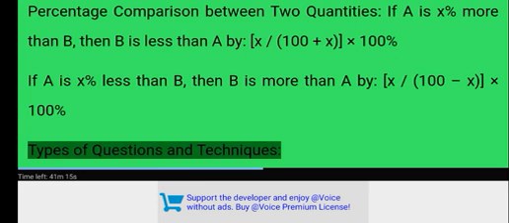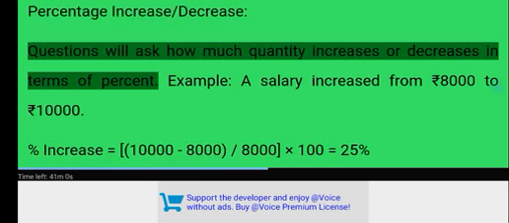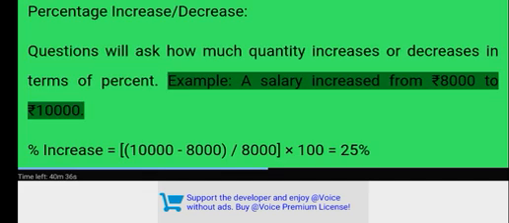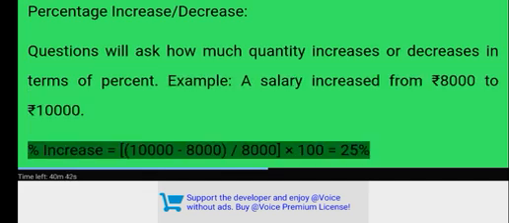Types of questions and techniques. Percentage increase or decrease. Questions will ask how much a quantity increases or decreases in terms of percent. Example, a salary increased from 8,000 rupees to 10,000 rupees. Percent increase equals 2,000 divided by 8,000 times 100 equals 25%.